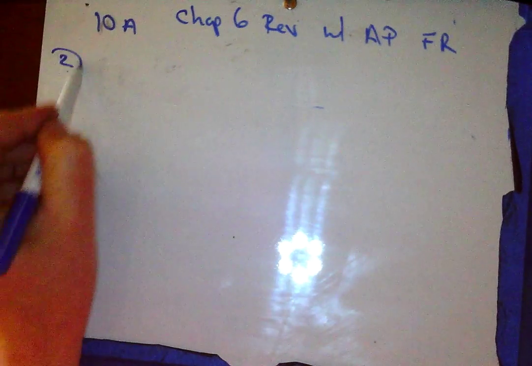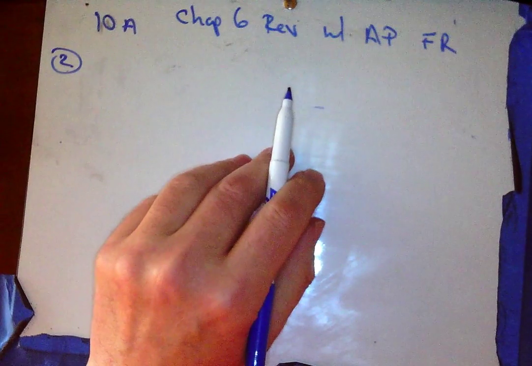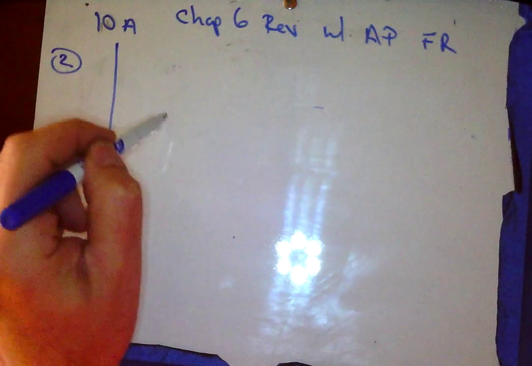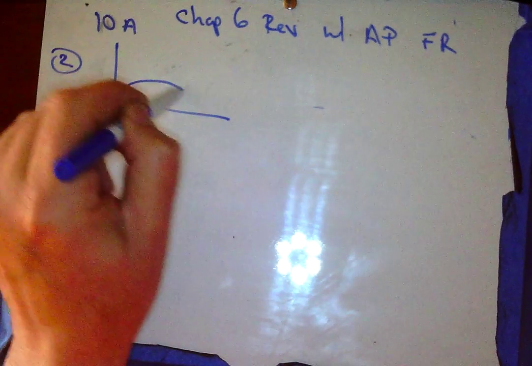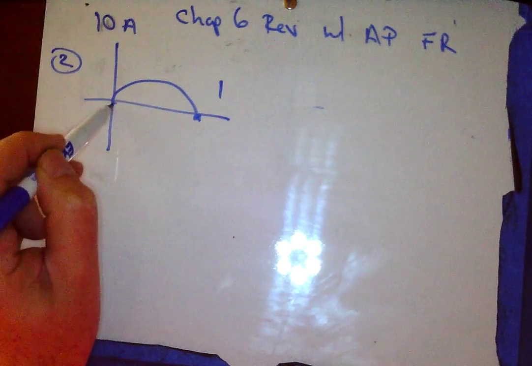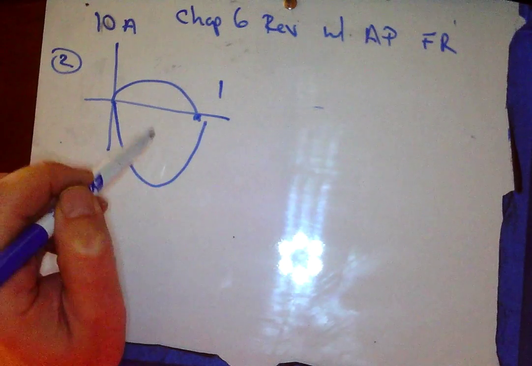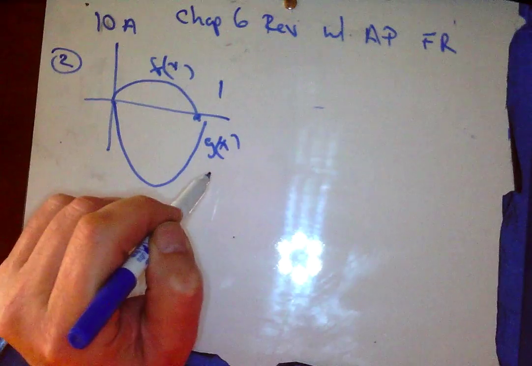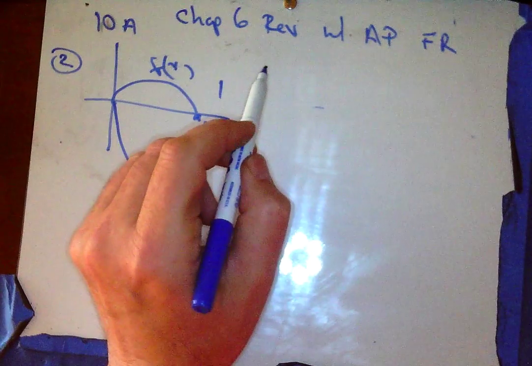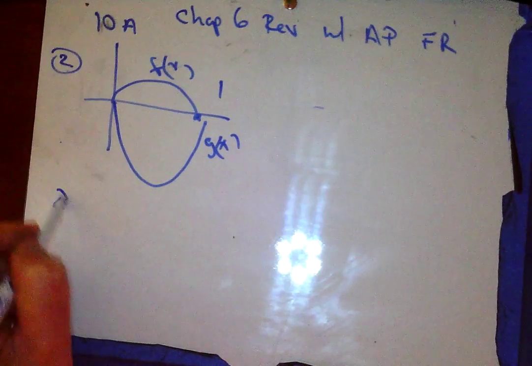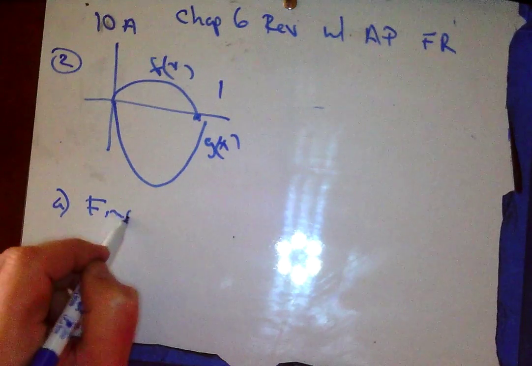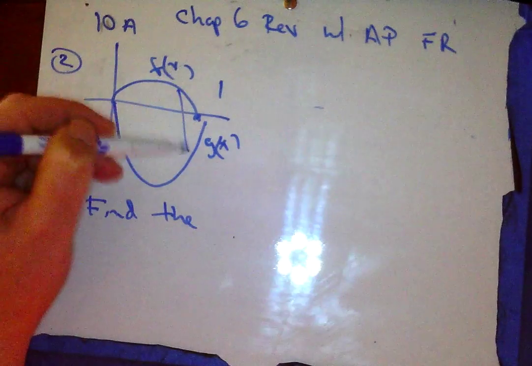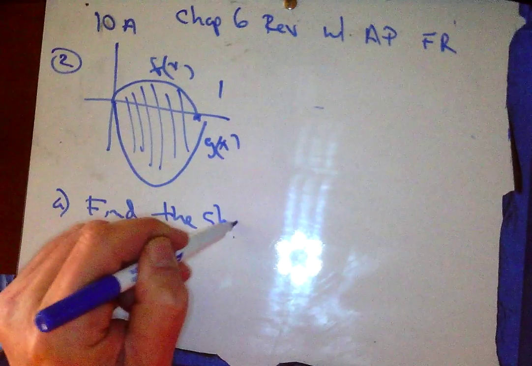Okay, problem number 2 has only one part to it. There seems to be this graph here. This is 1, and here, this is g of x. This is f of x up here. And the question says, A, find the shaded area.